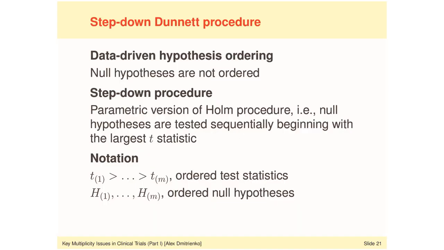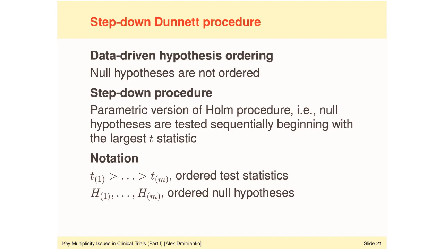Step-down Dunnett procedure. So far, we have defined one procedure from the Dunnett family of parametric procedures. It is the most straightforward, single-step procedure, which serves as an extension of the basic Bonferroni. On this slide and the next few slides, I will show you that other non-parametric or semi-parametric procedures are naturally extended to this parametric setting.